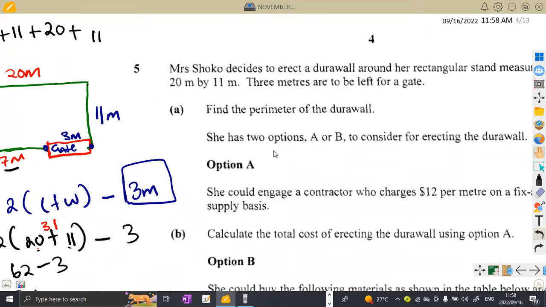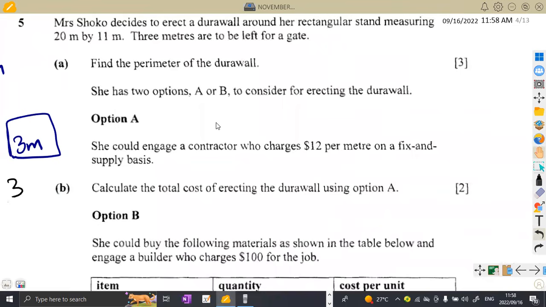Okay, now let's move on to the other part now on B. So on B now we are being given that, okay, find the perimeter. We have the perimeter now. So she has got 2 options that she's going to make. Okay, these are the 2 options. She has 2 options, option A and B, to consider for erecting the what? The jura wall. Option A, okay, well, this is option A. She could engage a contractor who charges $12 per meter on a fix and supply basis. So for each, it's going to be $12 per meter. So that is what we can hear from that.